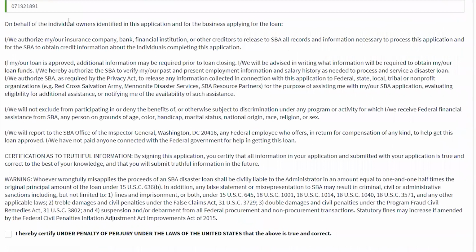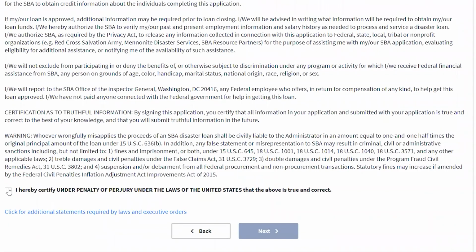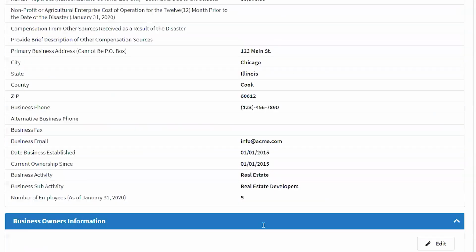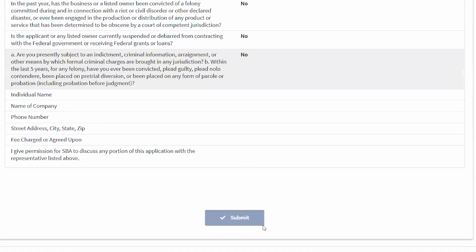And then finally, go and read this paragraph. Obviously, this is saying, hey, if you lied to us, here's the penalty you'll pay, right? Definitely important. And then after you read that, go ahead and certify that the information you provide to the SBA is true. And hit next. And they're just gonna have you review the information and hit submit, and you're done.